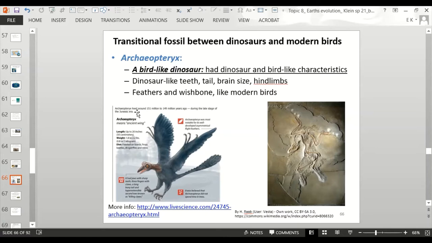So Archaeopteryx lived during the late Jurassic. And here's some information about it. And then you could read more at this link down here. There's more information about this Archaeopteryx. And here's a fossil. There you could see the feathers that were fossilized.